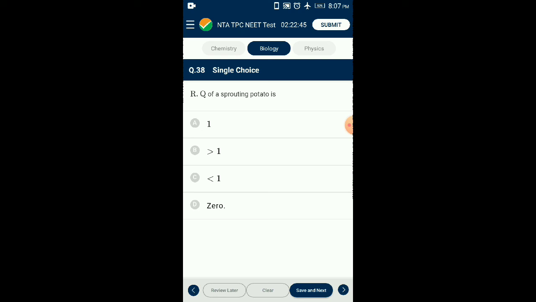Question number 38. Respiratory quotient of sprouting potato is. Respiratory quotient is the ratio of volume of carbon dioxide released to the volume of oxygen taken in respiration, and it is mathematically expressed with the help of formula.